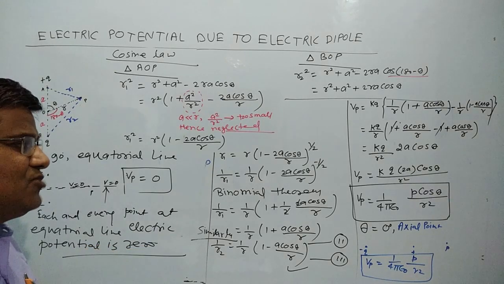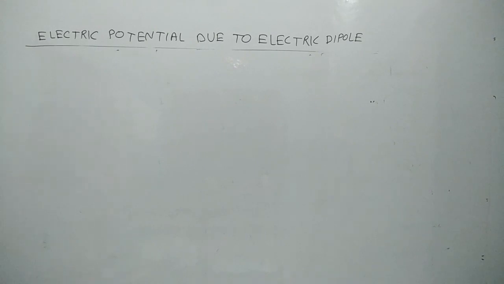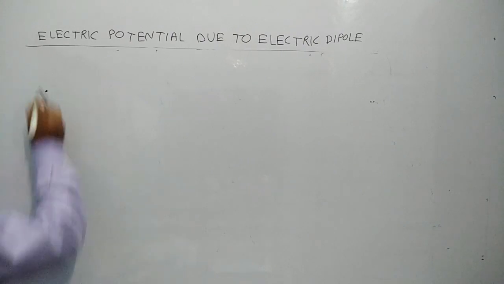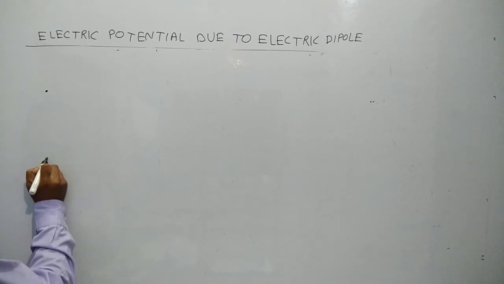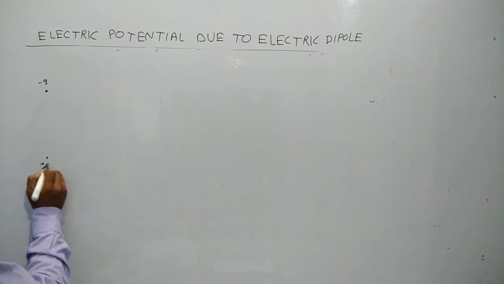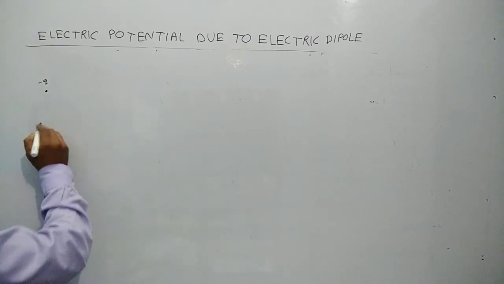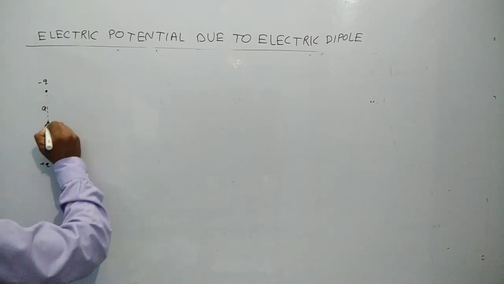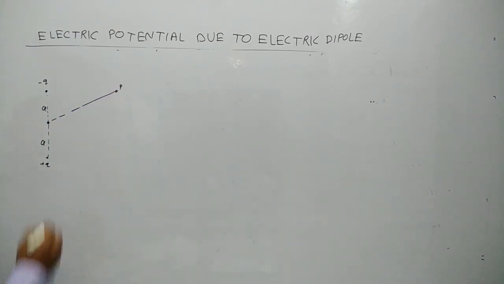One method you may also use to find this equation, just I do this again, is another method. Suppose this one and this one is a dipole, minus q and plus q, and this is the midpoint. This is point A, here is also A. You want to find the electric potential somewhere here.